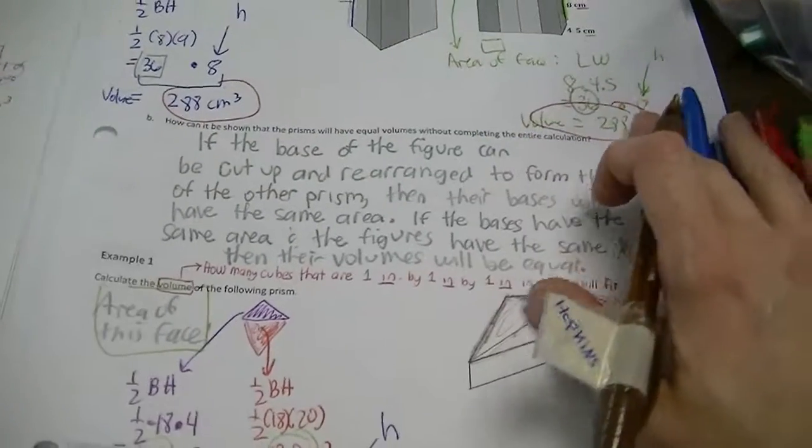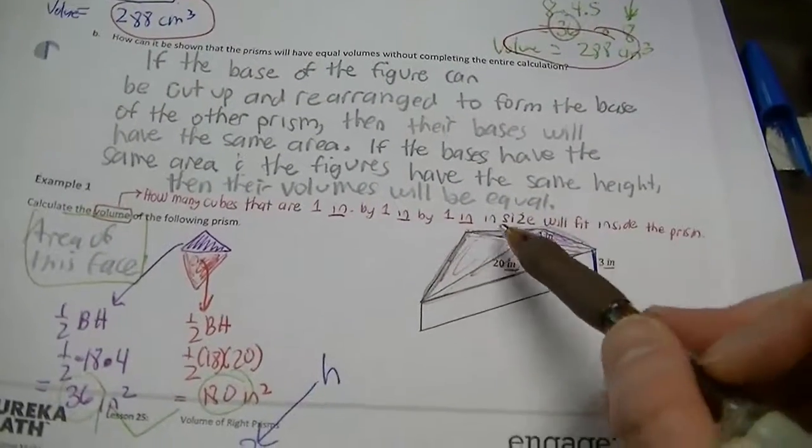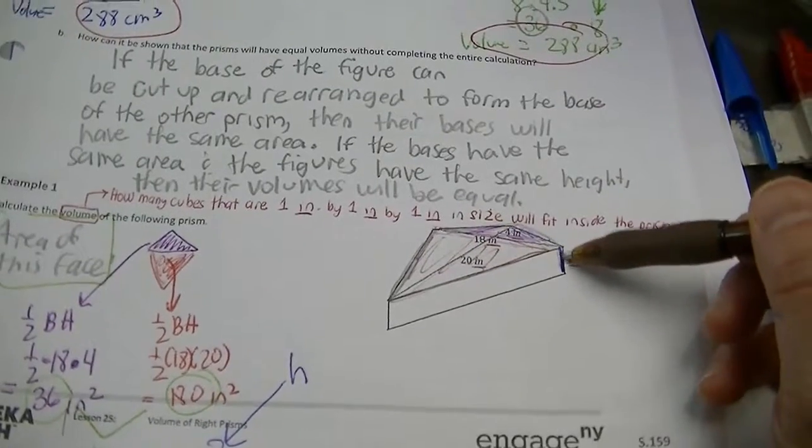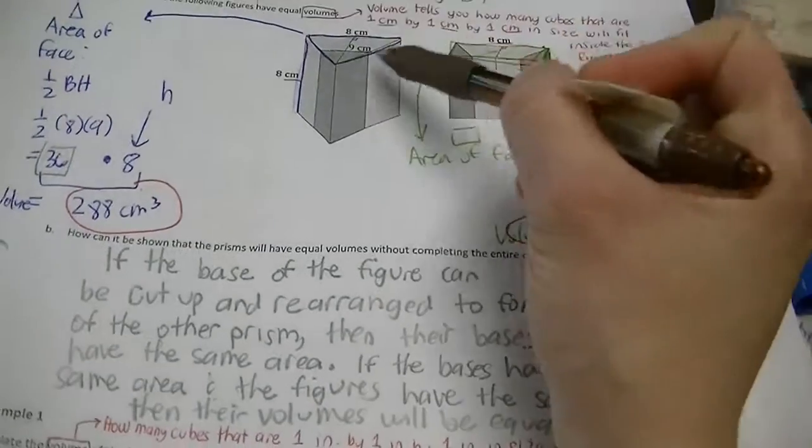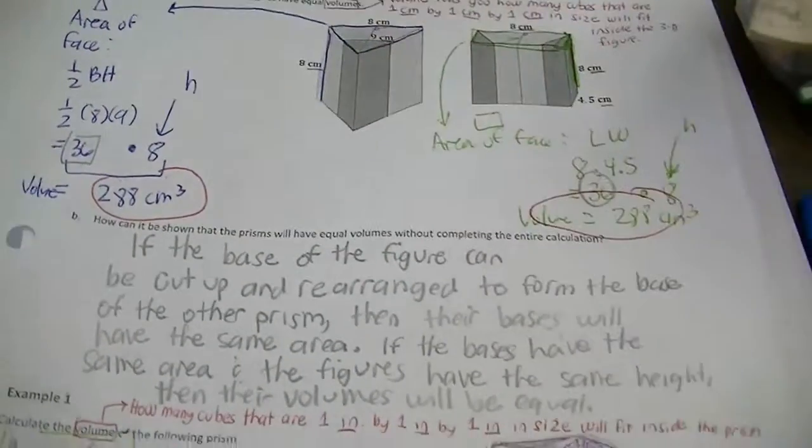So again, for any prism, all you got to do to find the volume, you take the area of the face and multiply it by h. Take the area of the face, multiply it by h to find volume.